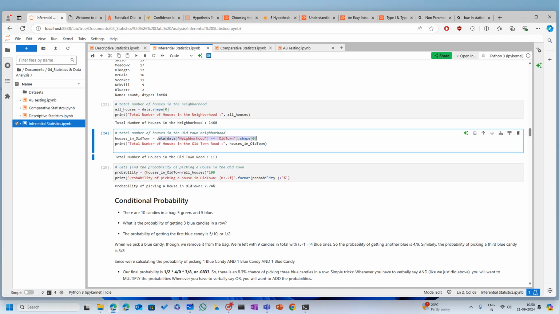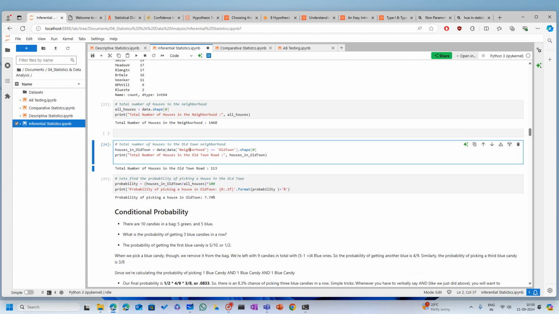For that, we are applying a condition: if the neighborhood equals Old Town, fetch all the data. This is how you understand it. First, read the condition inside. It says fetch all the values in the neighborhood that belong to Old Town, fetch all of that data, and choose the first row value only.